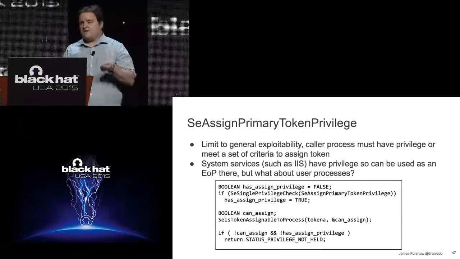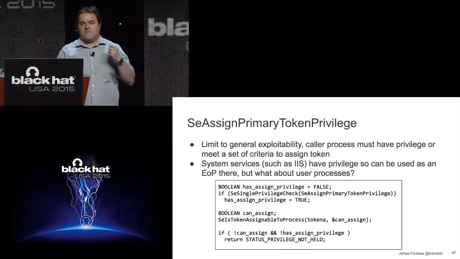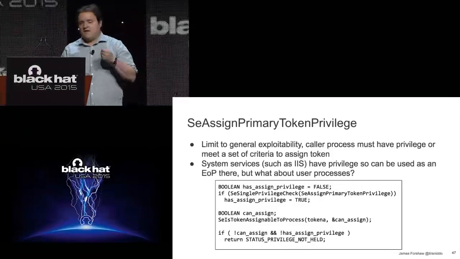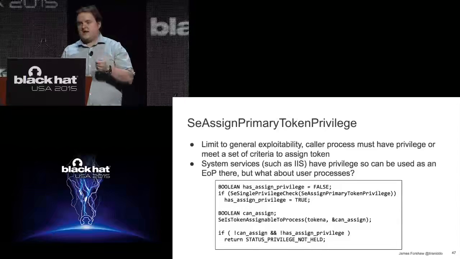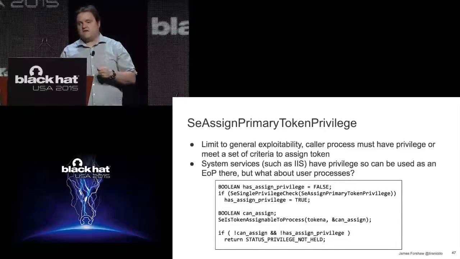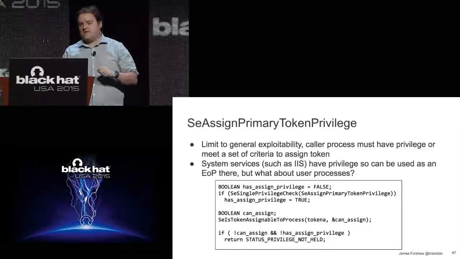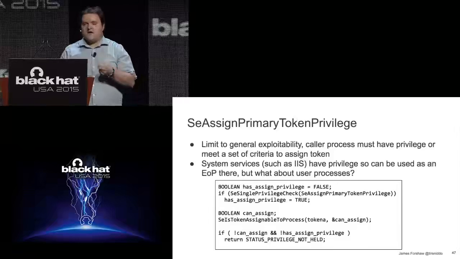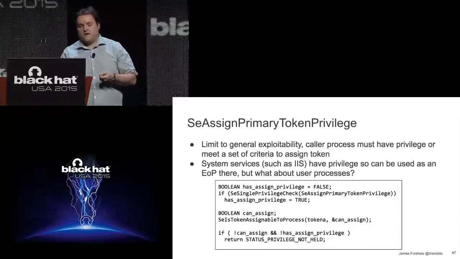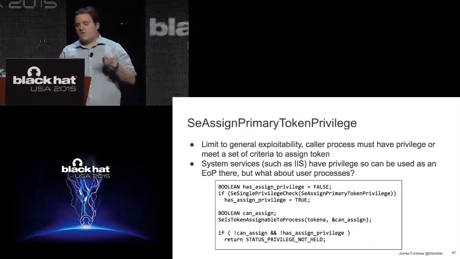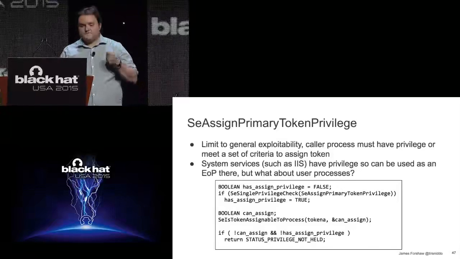If you're a system service, you've probably got assign primary token privilege. That means you can assign any token. So you can use it in the old sort of token kidnapping tricks. You get an identification token. You can't impersonate it to elevate to that user, but you can create a new process as local system. But you can also do it from lower privileged processes.